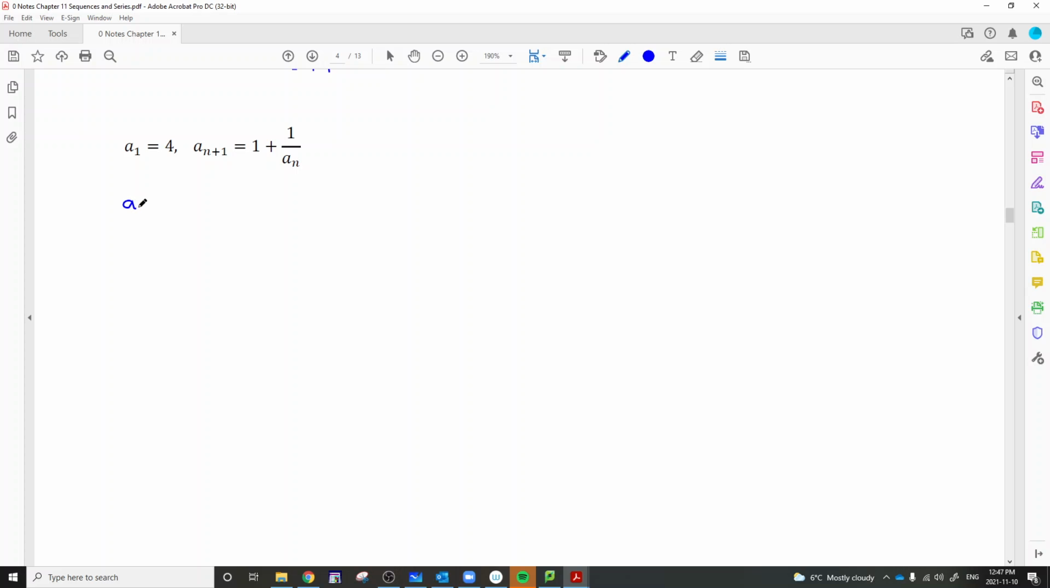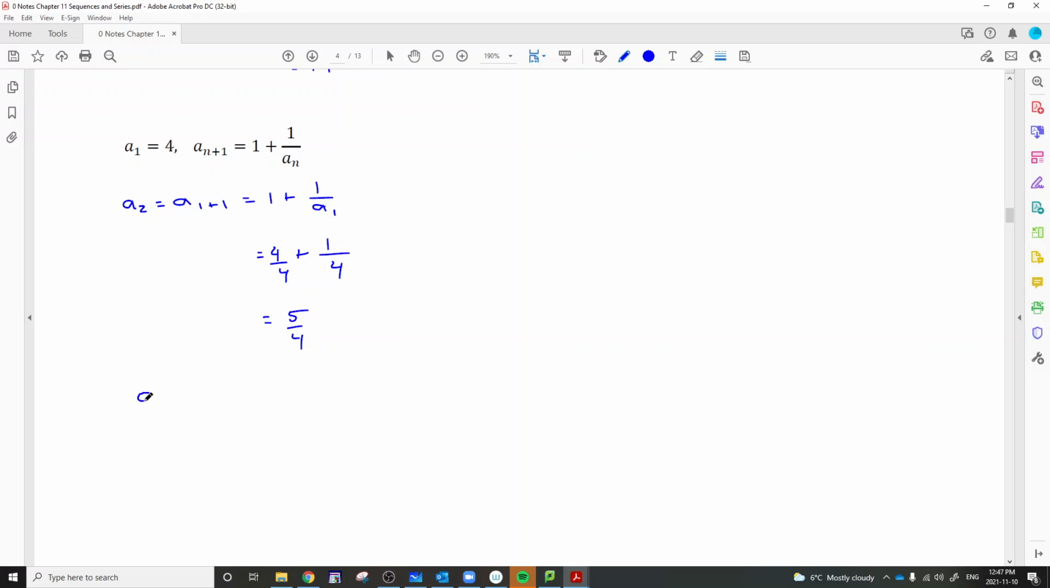So now we're going to find the second term by putting in n is 1, because 1 plus 1 is 2. So this is how we're getting the second term. And it's going to be 1 plus 1 over the first term. So we put 1 plus 1 over the first term being 4. So 1 plus a quarter would be 4 quarters, plus a quarter is 5 quarters.